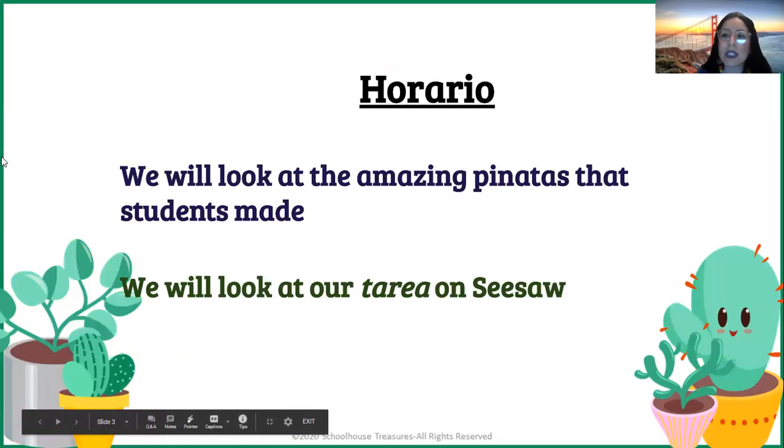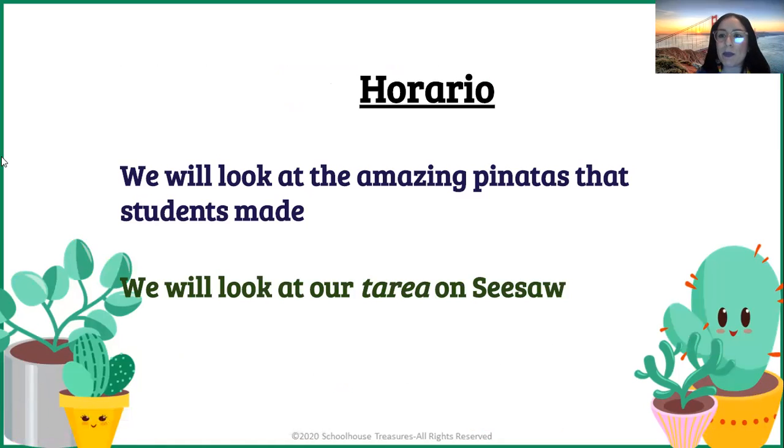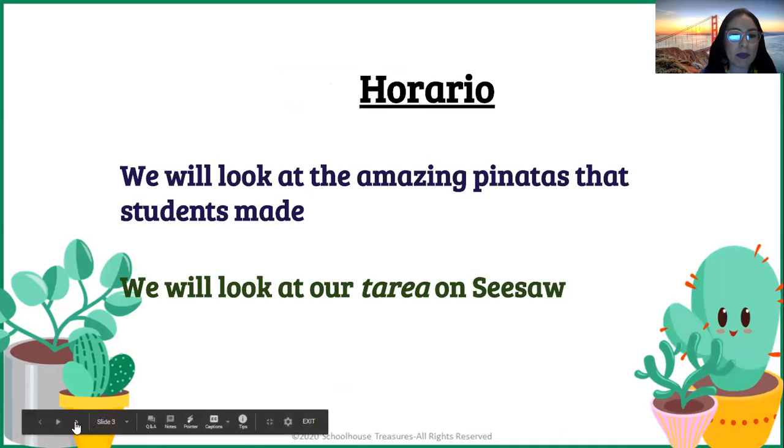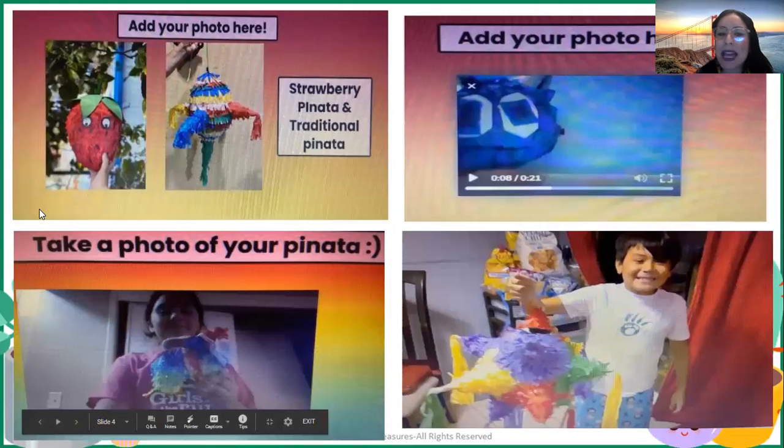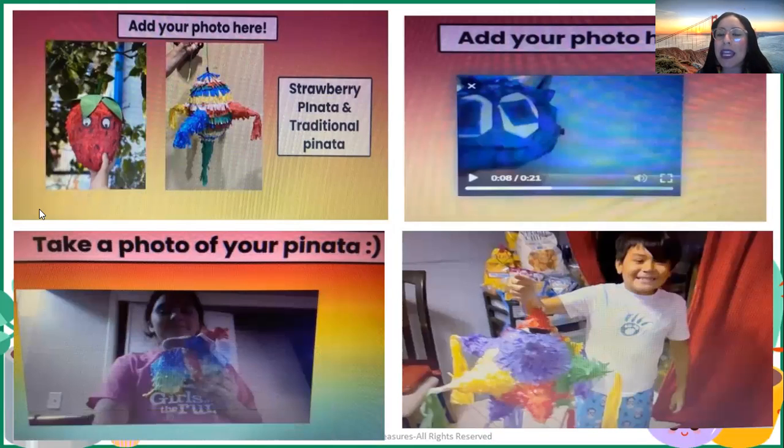Okay, our schedule today is pretty simple. The first thing we're going to do is look at the amazing piñatas that students made, and then we will look at our tarea on CISA. I did my best to include as many piñatas as I could. I know I'm missing some, but these are some of the examples. These are some of the piñatas that some of our compañeros made.